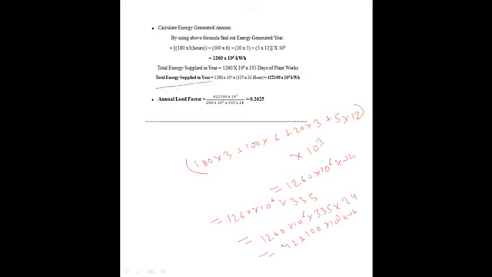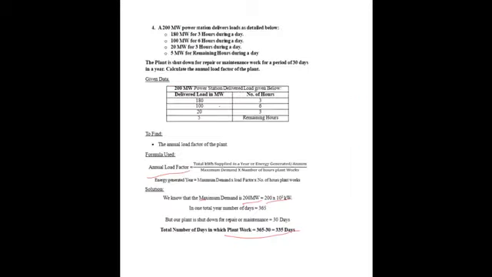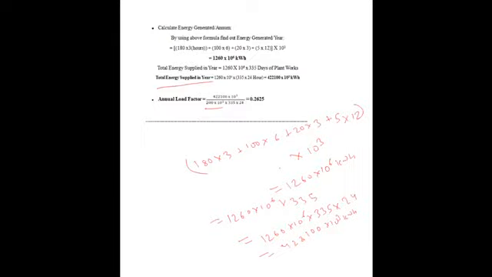So the total energy supplied is divided by the maximum demand and the number of hours the plant works. The number of hours the plant works will be 335 days into 24. If you calculate, the answer will come around 0.2625.